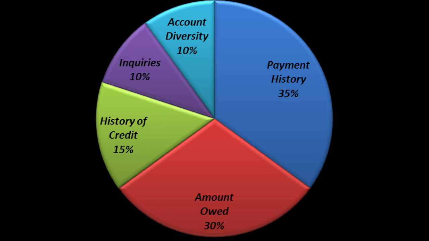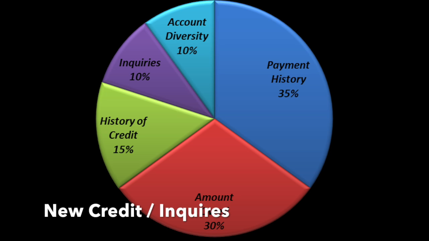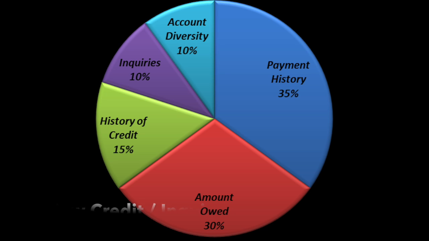The fourth area is technically called new credit. Now, it really is more about inquiries than how many new accounts you have on your credit profile. It's more about how many inquiries you've had over the last 2 years. So if you have an extraordinary amount of inquiries, or let's just say more than 6 a year, it'd probably be wise to start to reduce that.